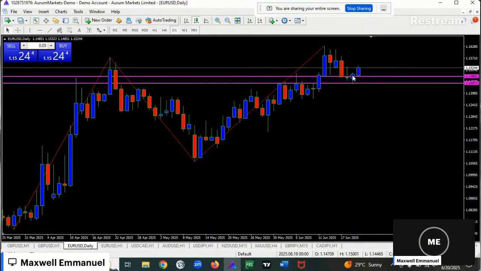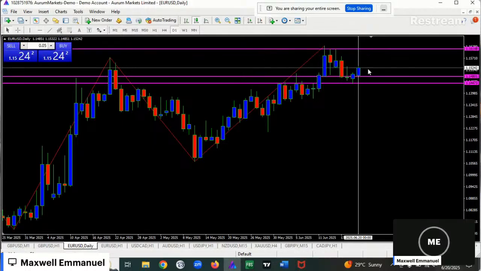And you can see the pattern that formed after price gapped. This is a bullish reversal pattern. This is a bullish reversal. If you're buying Euro USD, this will be my target for Euro USD.